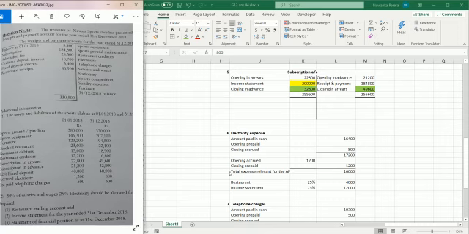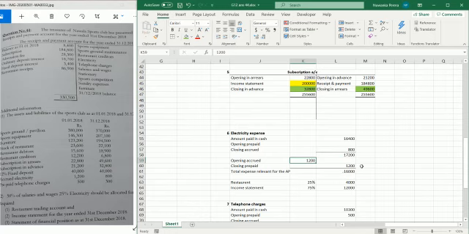and opening accrued electricity 1,200 is given. And then you can calculate the total expenses relevant for the accounting period. AP stands for accounting period. 16,400 plus 800, 17,200. Once you deduct 1,200 from 17,200, you get 16,000. And this is the total amount of electricity expense relevant for the accounting period.